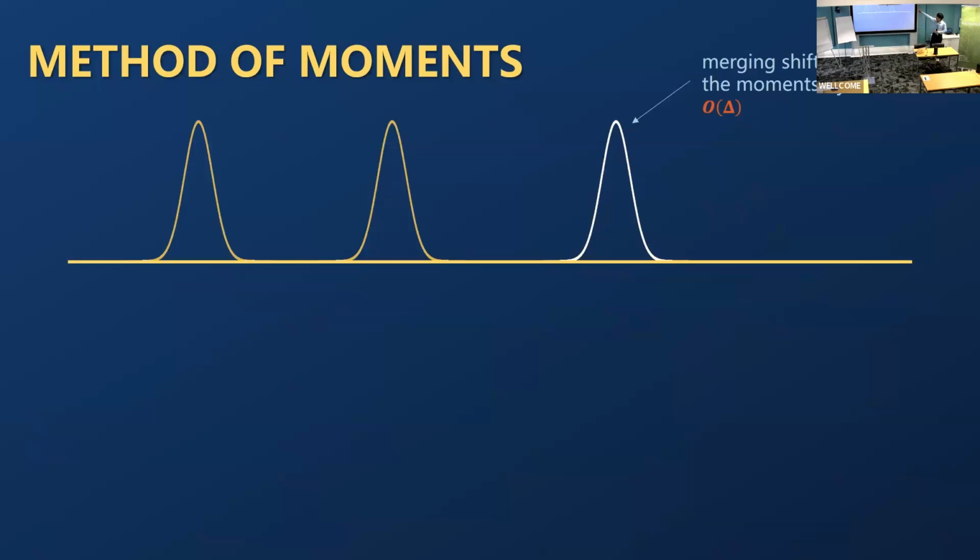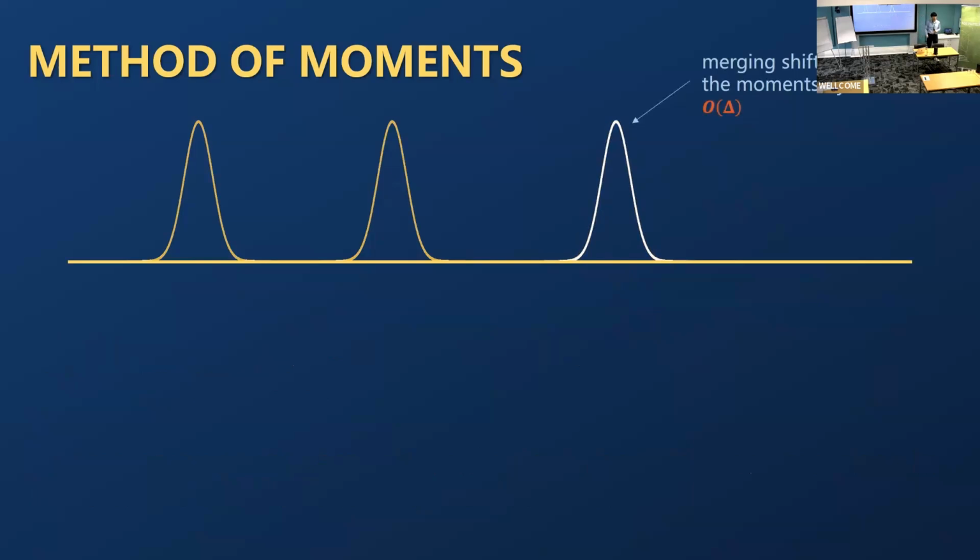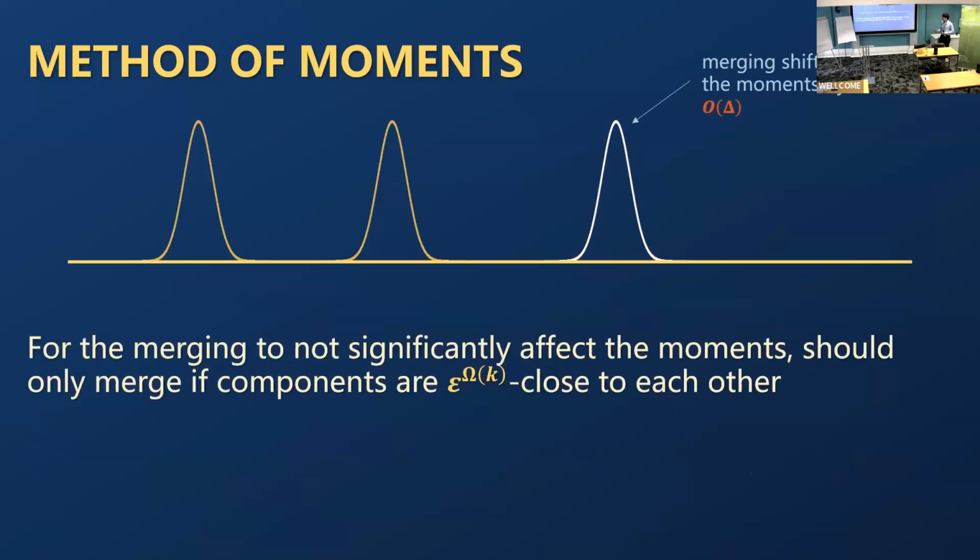Now, the issue is that when you merge these components, you're moving the distribution in statistical distance by an amount which is of the order of the separation that you started out with. So if these were delta separated, now you've moved your data by a distance of delta. And in order for this kind of merging, which moves you by order delta, to not significantly affect the moments, delta had better be of order roughly epsilon to the k, which was your target error for how well you estimate all these moments.